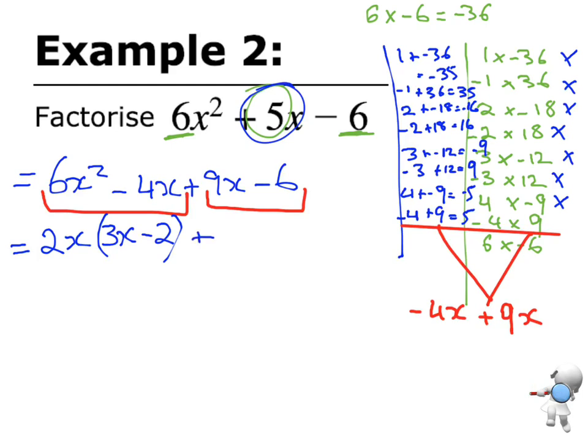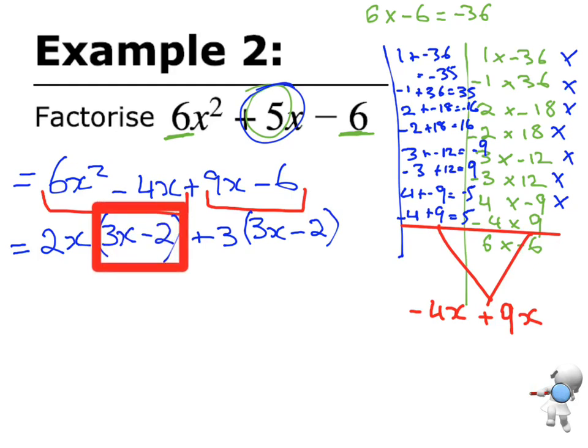Now let's try the second two terms. 9x minus 6, what do they have in common? 9 and 6 have got a 3. So 3 times what equals 9x? 3 times 3x, minus 3 times 2 gives us 6.